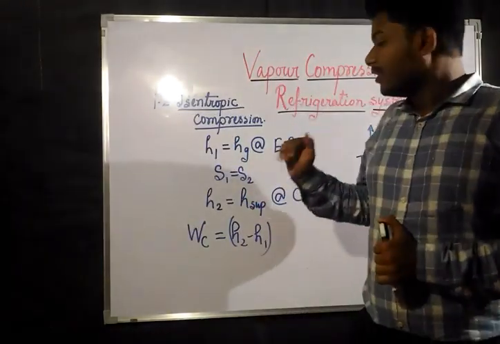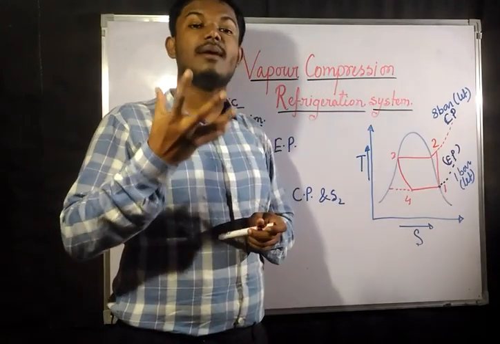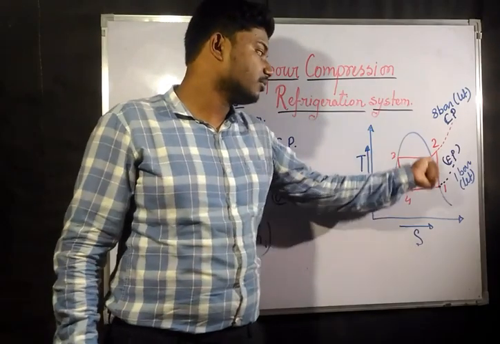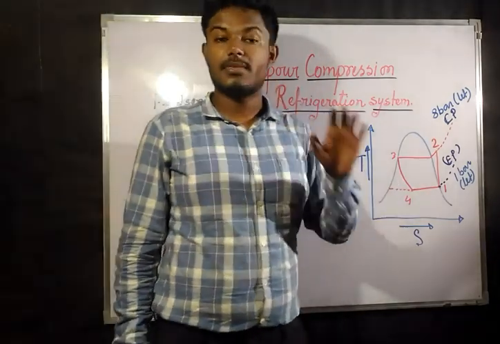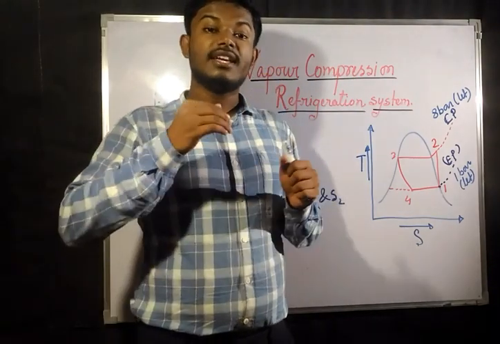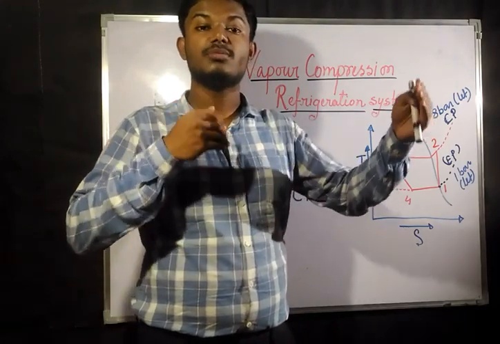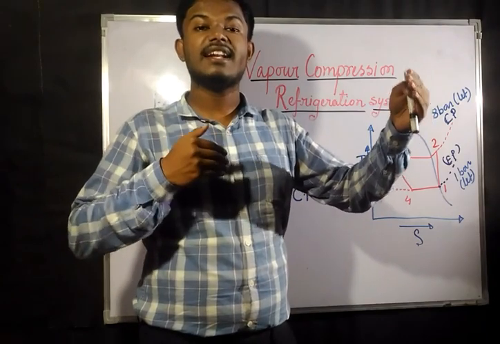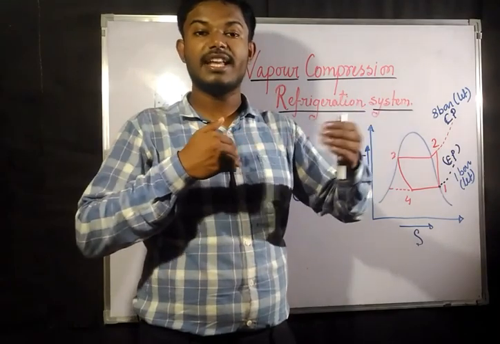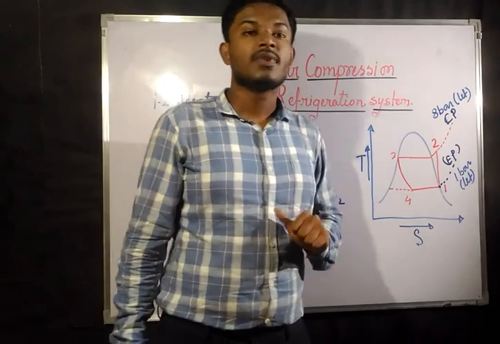In this 1 to 2, the most crucial thing is the amount of work consumed by the compressor from 1 to 2. The compressor is an open system. As you have seen, the work consumed by the compressor is the enthalpy difference between the inlet and outlet. Take the outlet point enthalpy and the inlet point enthalpy, and their difference gives the amount of work consumed by the compressor.